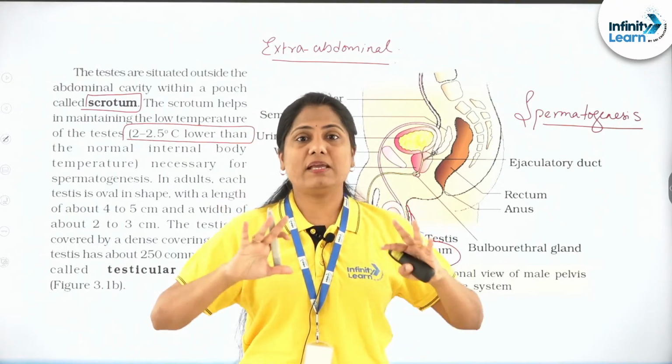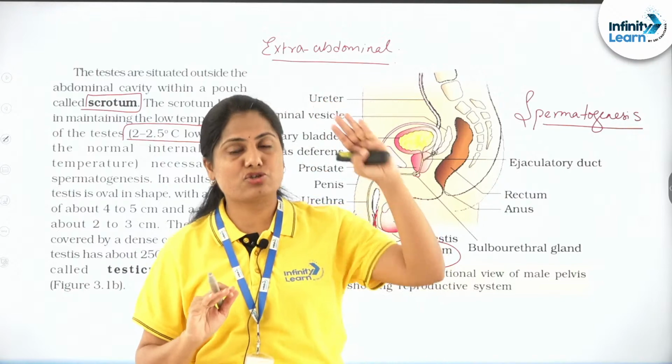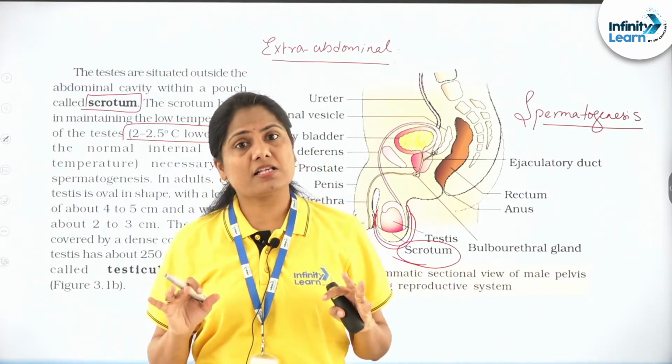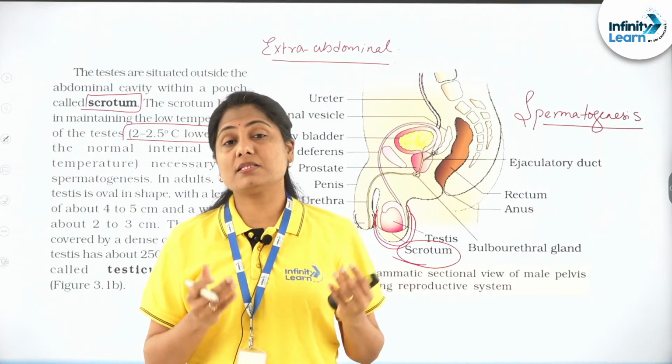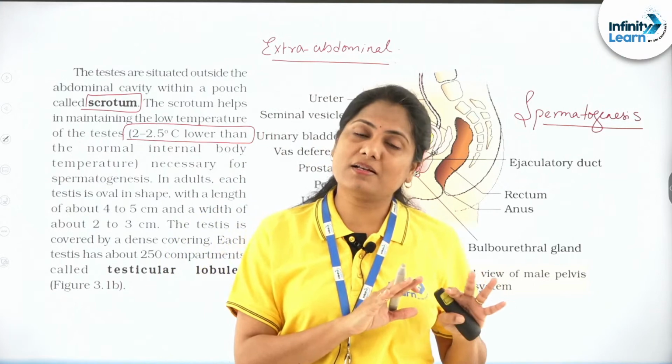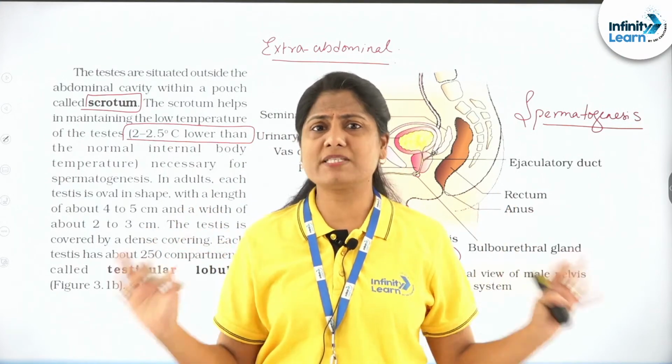This can be framed into a question. It is extra-abdominal in humans. Of course, spermatogenesis still takes place, although the testis is in the abdomen, in certain other animals like whales and elephants. It's an abdominal testis and still they function absolutely normally.